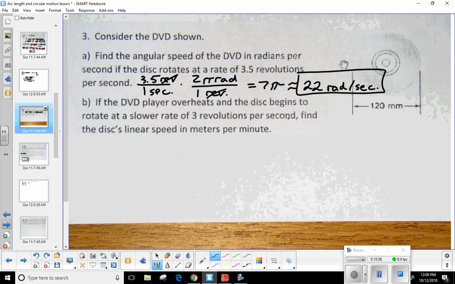Remember, that is all that's required to find angular speed. You always start with the revolutions over time and multiply by this fraction. It will pop up in pretty much every single problem.